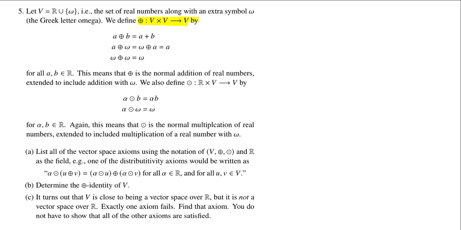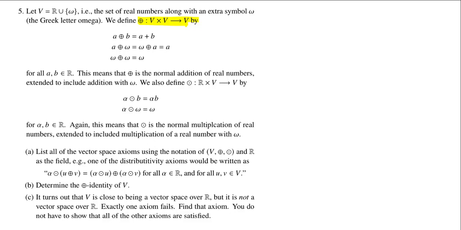It says if you want to add two real numbers, a and b, it's just actually the regular addition. If, however, you want to look at a real number ⊕ this extra symbol omega, it doesn't matter which order you do it in, you're going to get back the real number you started with. And finally, if you ⊕ two copies of omega together, you just get omega again. So here's some more explanation: this ⊕ is the normal addition of real numbers, but we're extending it to include addition with omega.